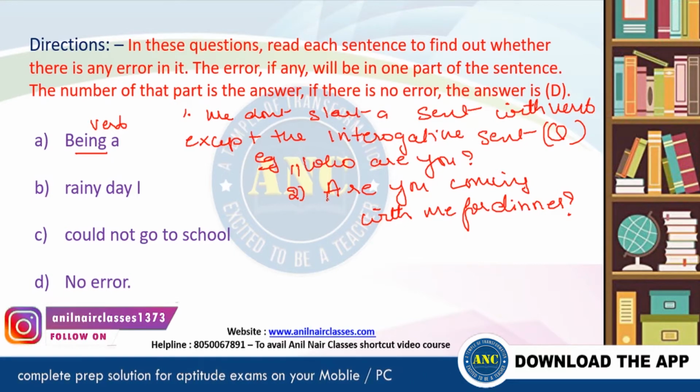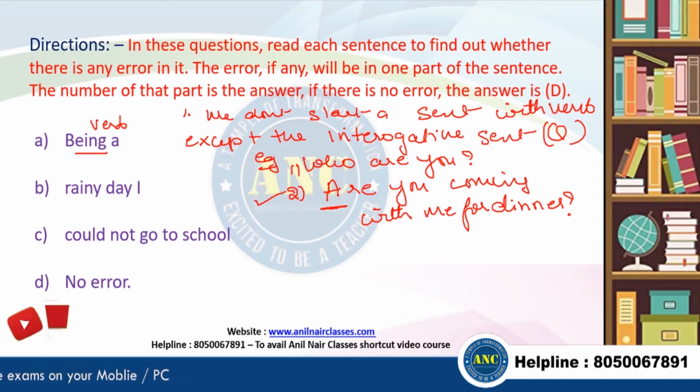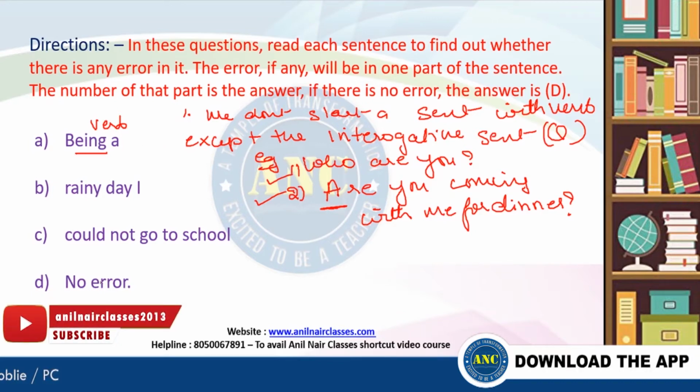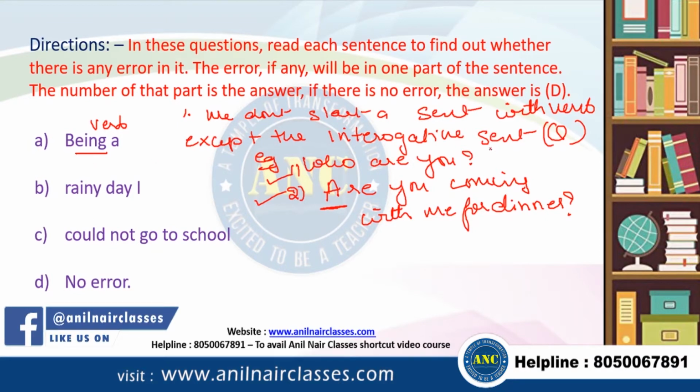So in this case you have started a question with the verb. That is fine, it's perfectly alright. But here this is not an interrogative sentence. So when this is not an interrogative sentence, we cannot start a sentence with the verb, right? So this is the error over here. We cannot start a sentence with the verb.